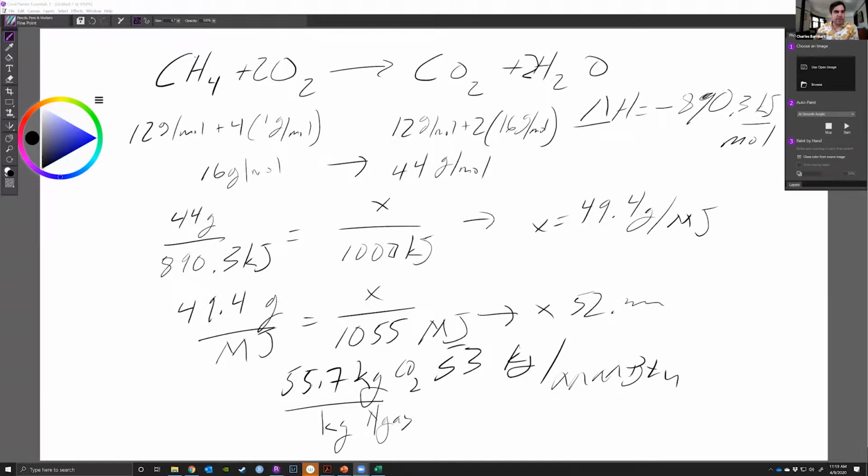You're asking where this 55 came from? Yes. It's 55.7 kilograms per kilogram of natural gas. So a kilogram of natural gas is a little bit more than a mega BTU of natural gas. So the difference is that the denominator is different. This is a mega BTU of gas. This is a kilogram of natural gas.